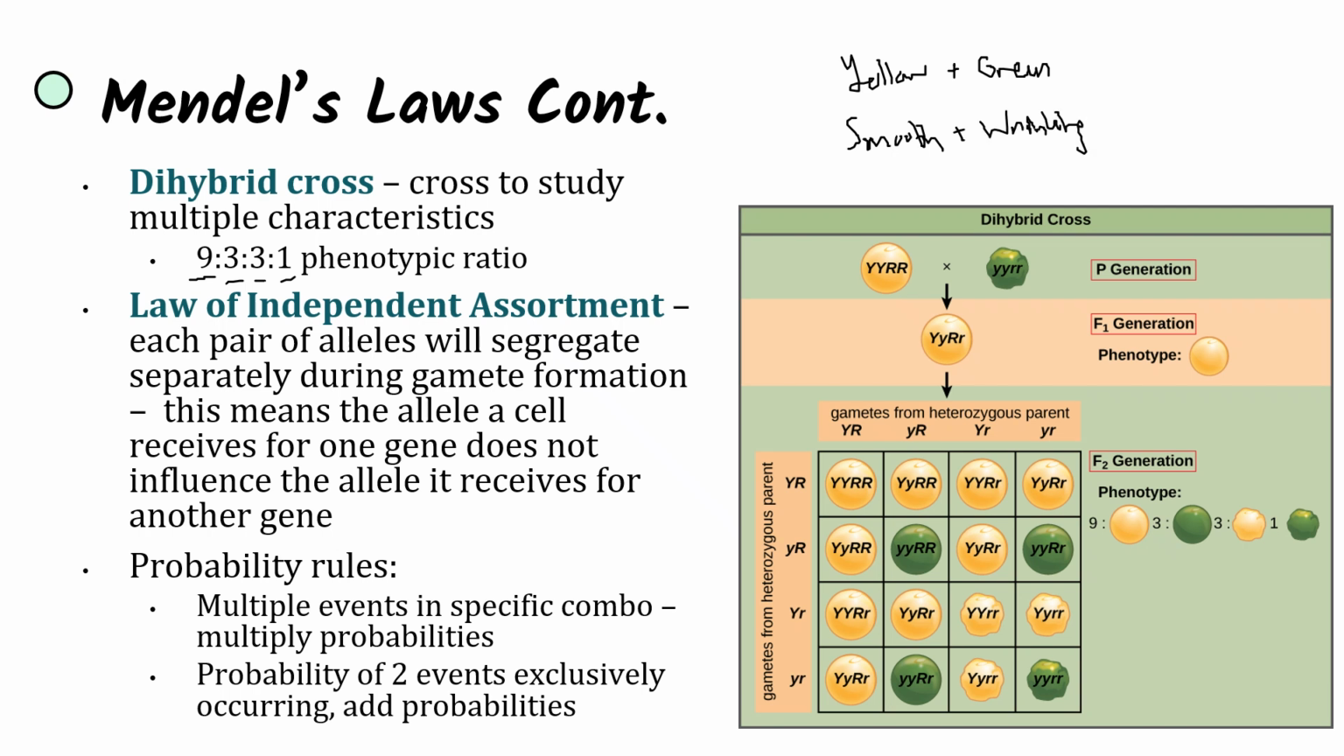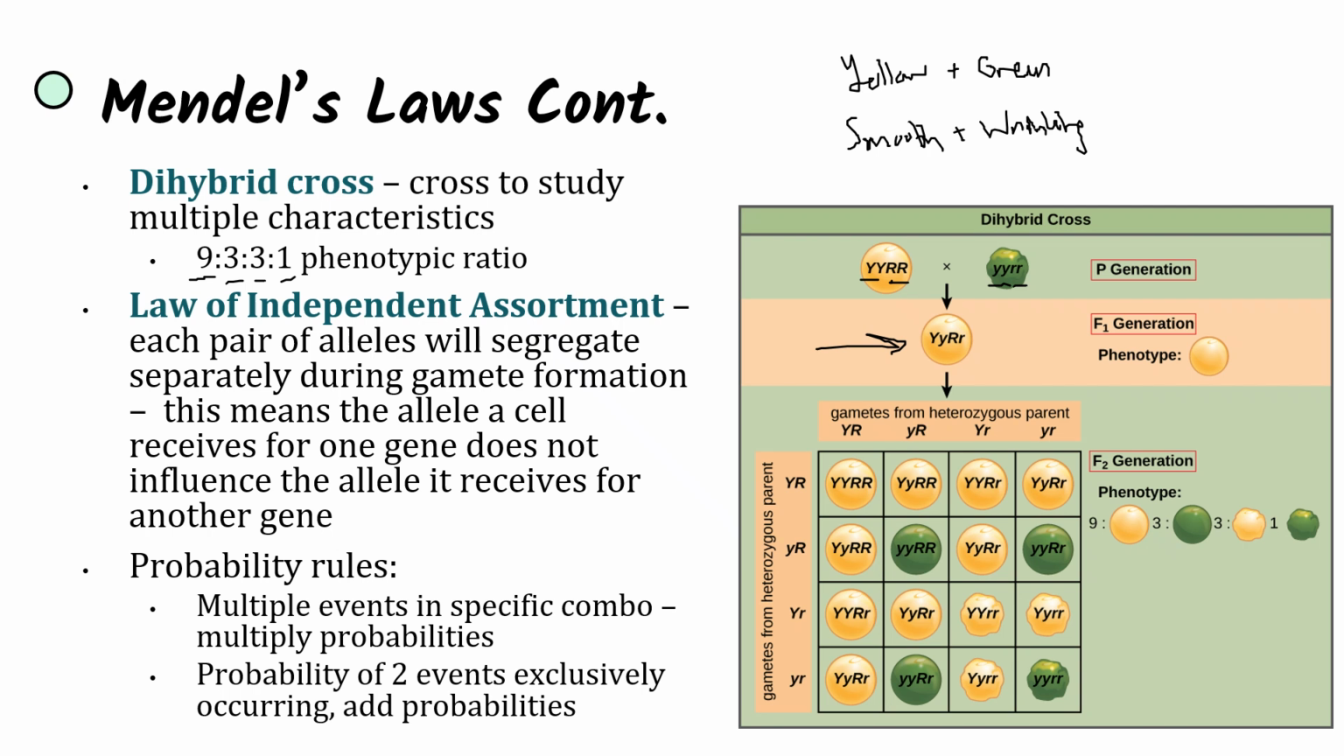So we start by crossing in the parental generation one homozygous dominant for both yellow and smooth, and then one homozygous recessive for both green and wrinkly, and that's going to get us the F1 generation, which is going to be entirely heterozygous for both traits. And then once these cross, you can see that each allele is going to separate, but at the same time, we're also going to have independent assortment.